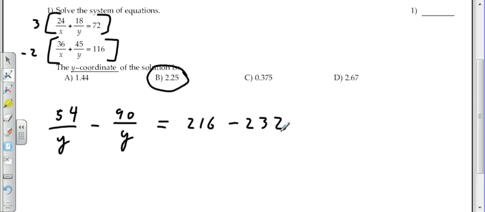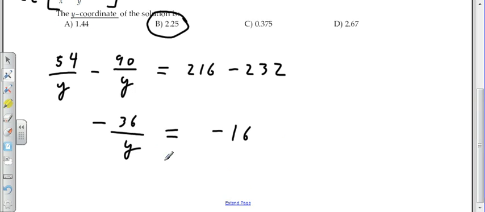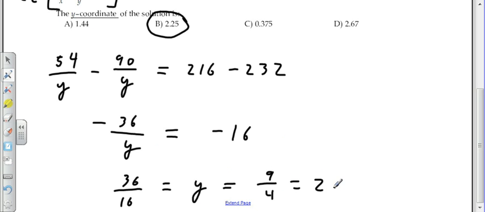Okay, did I do that right? 116 times 2. Yeah, I got that. I got 72 times 3. All right, so I got both of those right. So I've got minus 36 over y is equal to minus 16. All right. I put the y over there with the 16, so 36 over 16 is equal to y. And 4 goes into both of them, 4 ninths, which is your 2.25 answer. So yes.